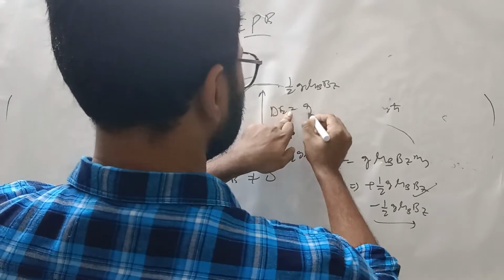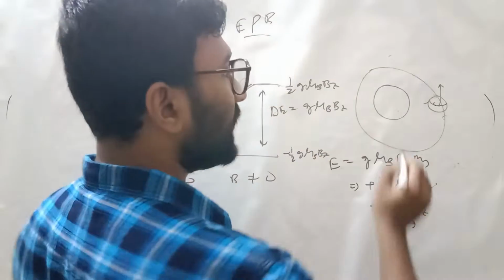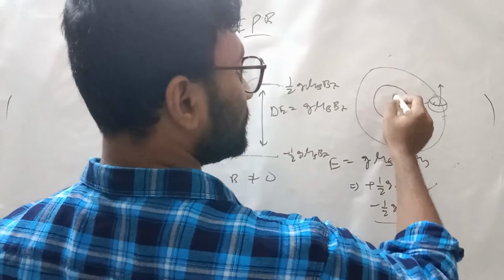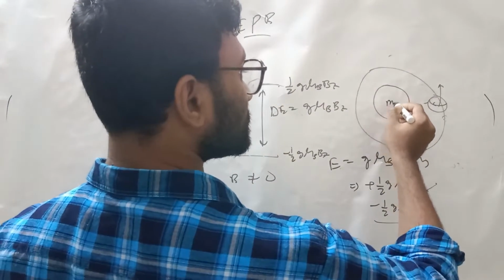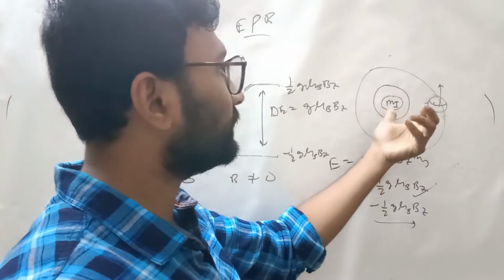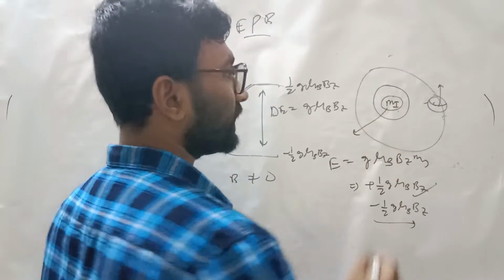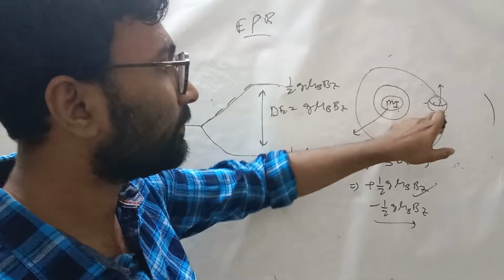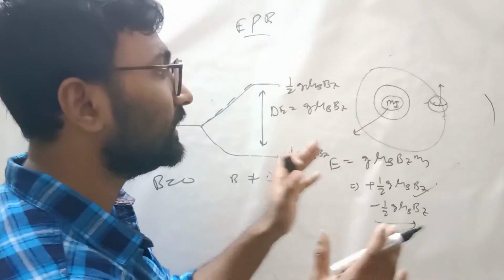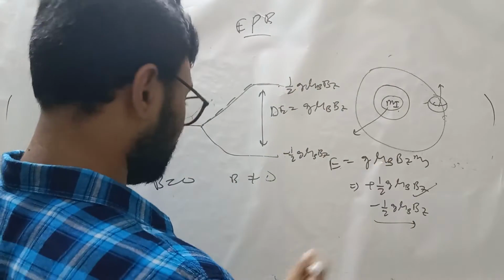So delta E becomes g mu B B, and in an orbital centering the nucleus, the nucleus also has a magnetic quantum number, represented by mI. When this magnetic quantum number couples with the magnetic moment of the electron, that gives rise to hyperfine spectra. So this line will split again.